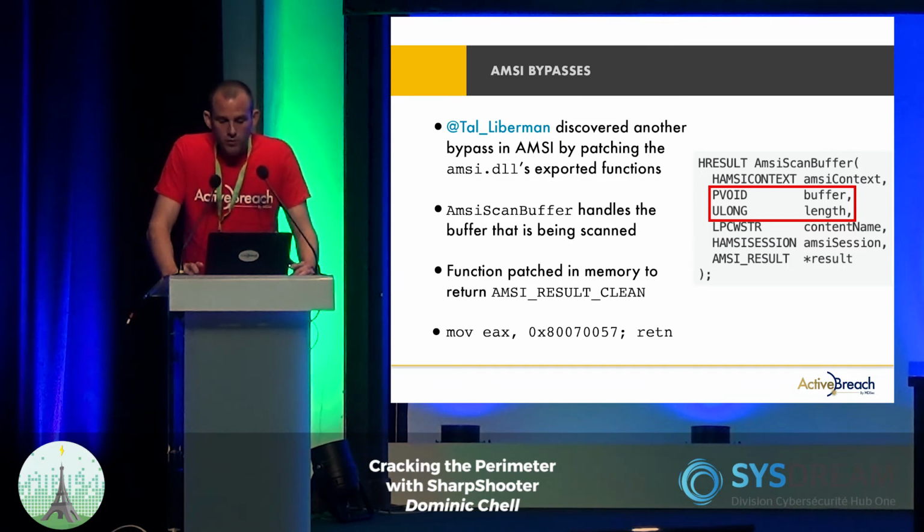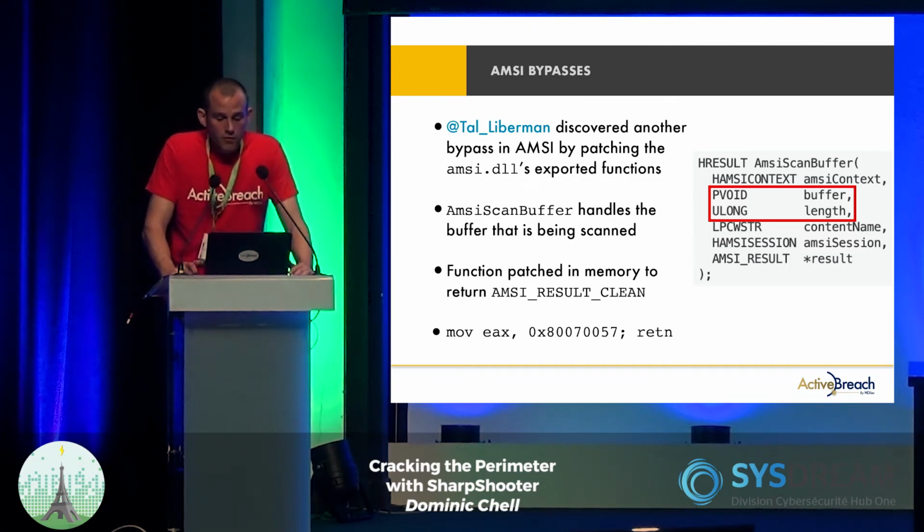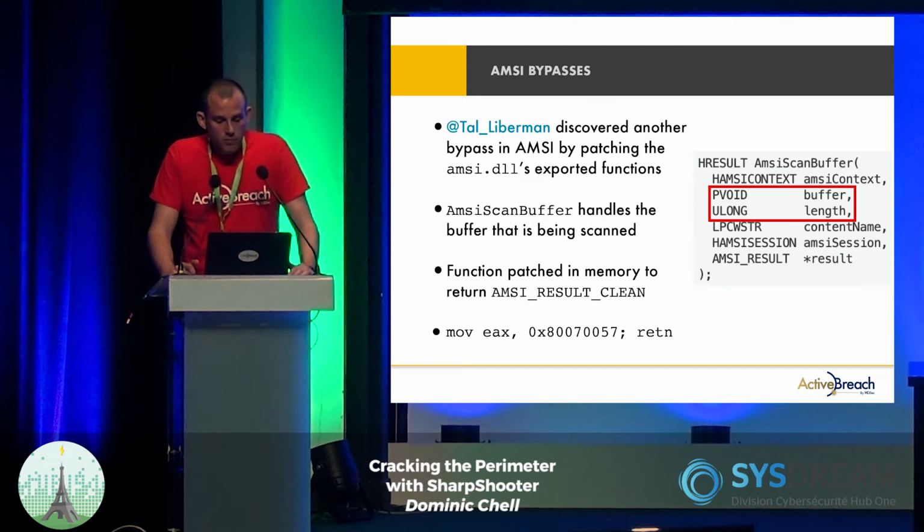Probably one of the most well-known AMSI bypasses is the AmsiScanBuffer patch. This one again was discovered by Tal Liberman. Because the AMSI DLL is loaded into a process that you've already got code execution in, the bypass works simply by finding and patching the AmsiScanBuffer function. This is the function that's responsible for processing and scanning the malicious buffer. Basically you would patch it to return AMSI_RESULT_CLEAN, which means that AMSI will never actually detect anything malicious.